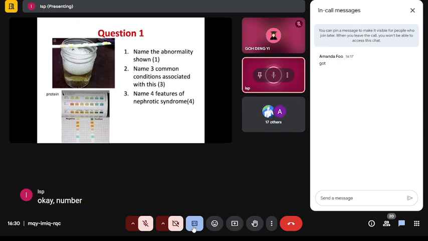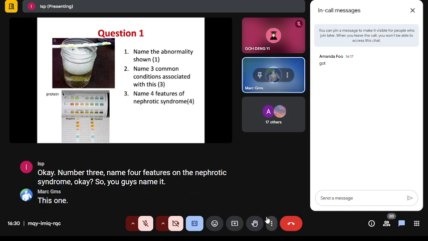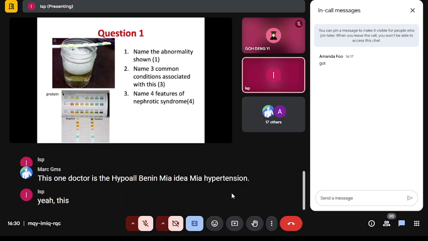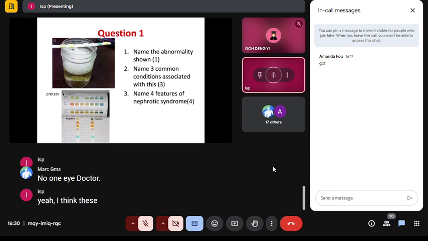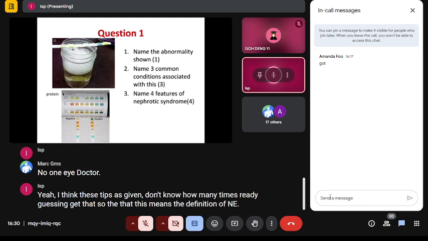Okay, number 3. Name 4 features of nephrotic syndrome. Okay. So can you guys name it? This one, doctor, is the hypoalbuminemia, edema, hypertension. Yeah, I think these tips have been given I don't know how many times already. I don't know whether you guys can get that or not. So this means the definition of nephrotic syndrome lah.